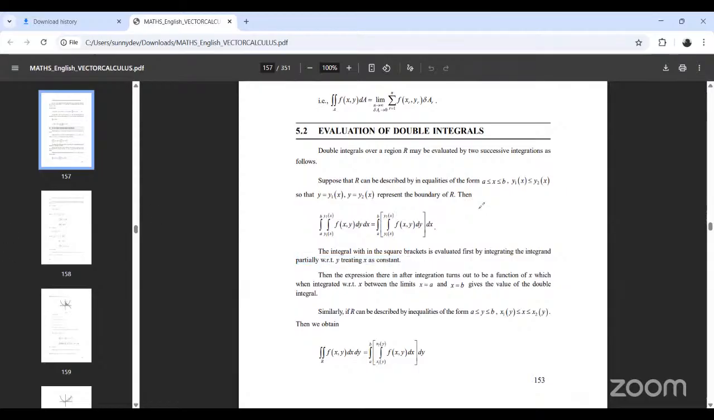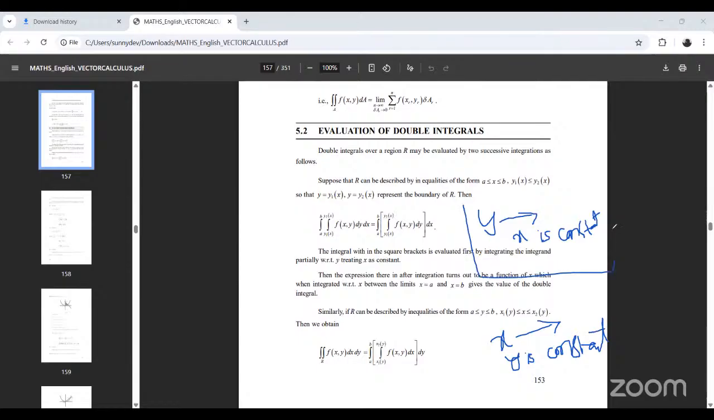So listen to one thing. When you're doing the integration with y, x is a constant. When you're doing the integration with x, then y is a constant. So when you're doing y, x is a constant, and when you're doing x, y is a constant. This is the important concept.